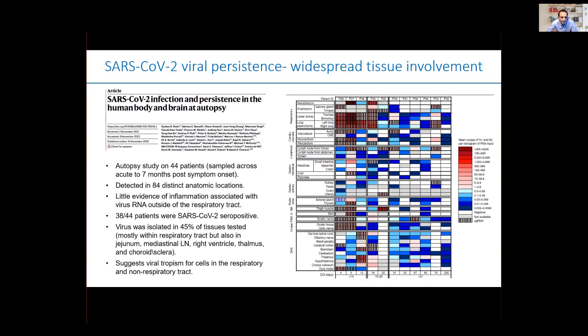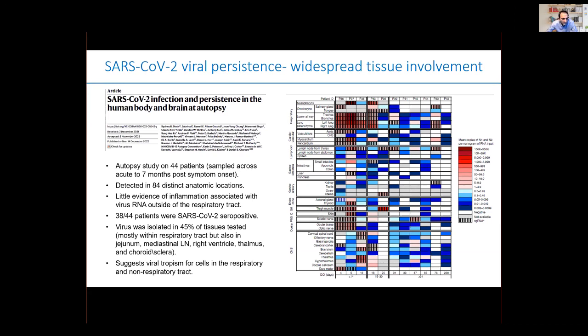I'm going to begin by highlighting the study that Dr. Mohondas presented in her presentation, but I just wanted to touch on a couple of key important points. One is that this is an autopsy study that was done mainly from severely SARS-CoV-2 infected individuals. And what they were able to find is that the virus seemed to be present in many distinct anatomic locations, primarily within the respiratory tract, but there was quite a bit of non-respiratory tract involvement as well.